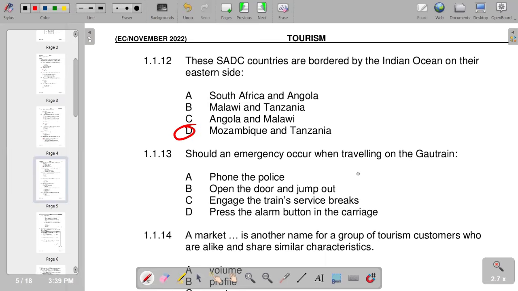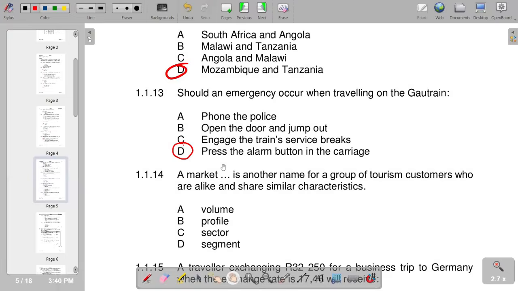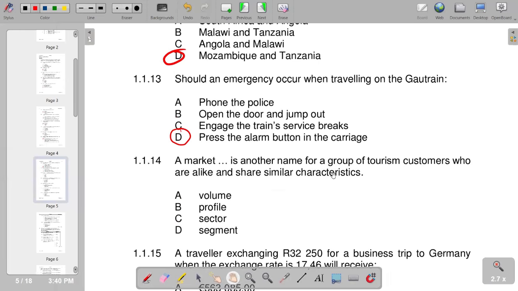Should an emergency occur when traveling on the Gautrain, what is the best thing to do according to the responses given? Press the alarm button in the carriage. So that is very important. Then we go to number 14. A market segment is another name for a group of tourist customers who are alike and share similar characteristics. So we have D.